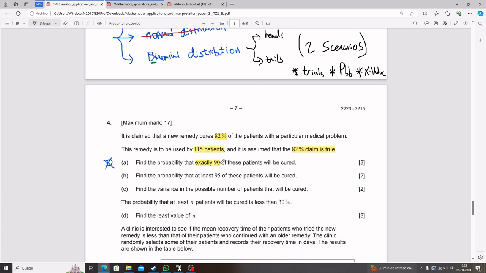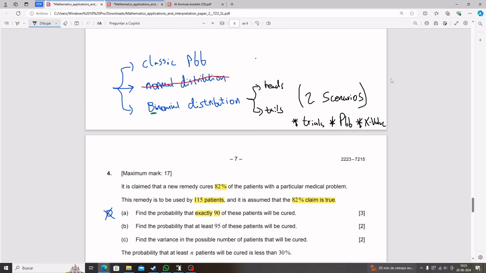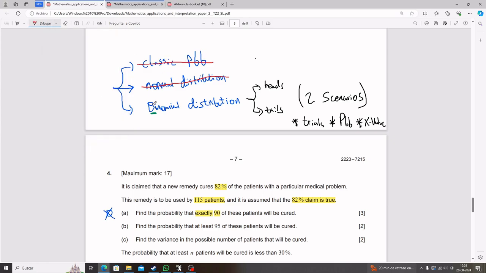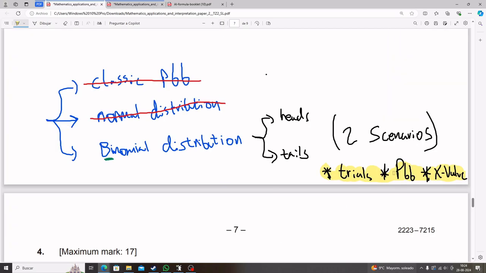In this case, it's a binomial distribution because this remedy either cures you or it doesn't, period. So it's 2 scenarios. It cures you or it doesn't cure you. So in this case, we actually have a case of binomial distribution. That is what we're dealing with. One of the hints is that 2 scenarios thing that I mentioned, but the bigger hint, in my opinion, is this thing about trials, probability, and the X value. This has to do with how you plug into your calculator. In your calculator, you will be plugging in trials, probability, and X value.